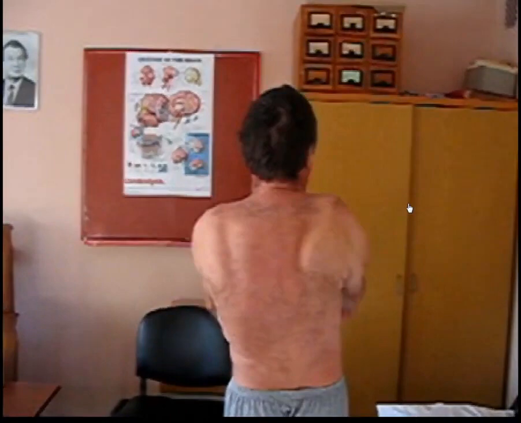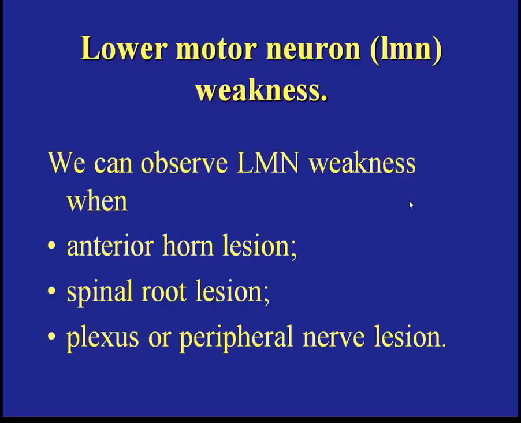This is our movie with a patient with paresis. Now we will describe the clinical picture, the clinical signs of lower motor neuron weakness and upper motor neuron weakness. Start with lower motor neuron weakness. We can observe lower motor neuron weakness with anterior horn lesion, spinal root lesion, and plexus or peripheral nerve lesion.